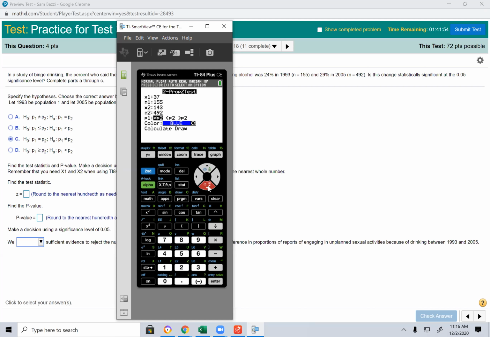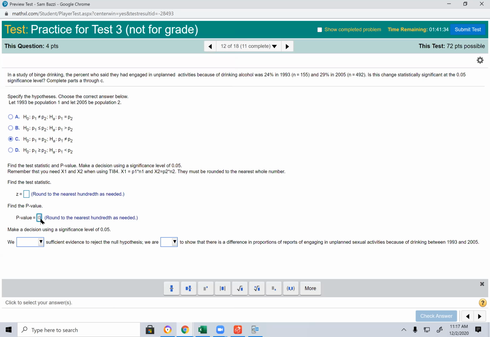And P1 is different from P2. Calculate. And we're all set here. So Z is negative 1.26. P-value is 0.208. How many decimals? Nearest hundredth. So 2 decimal places. 0.21. We fail to reject the null hypothesis. We don't have sufficient evidence to reject the null hypothesis. We are unable to show that there is a difference in the proportion because we fail to reject the null hypothesis.